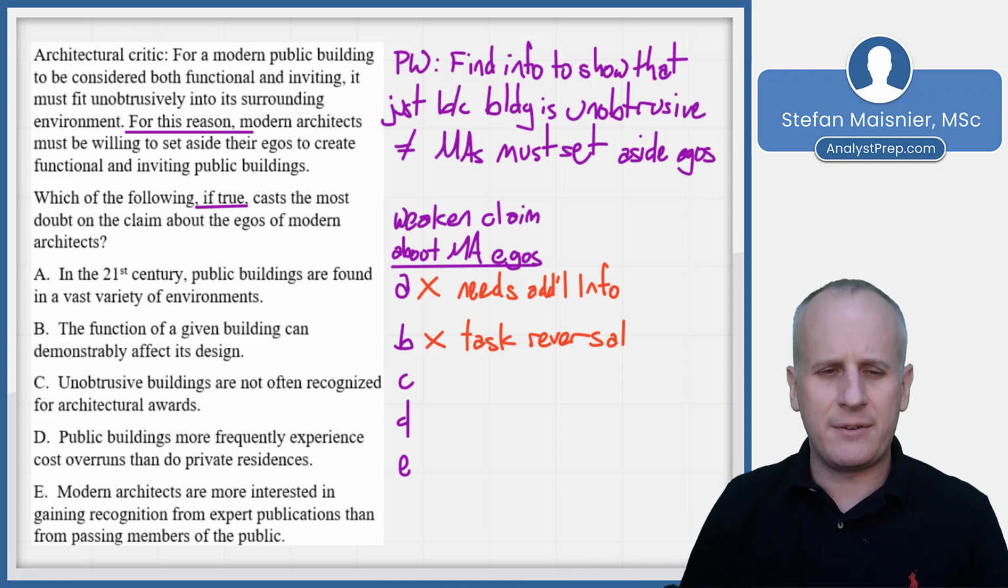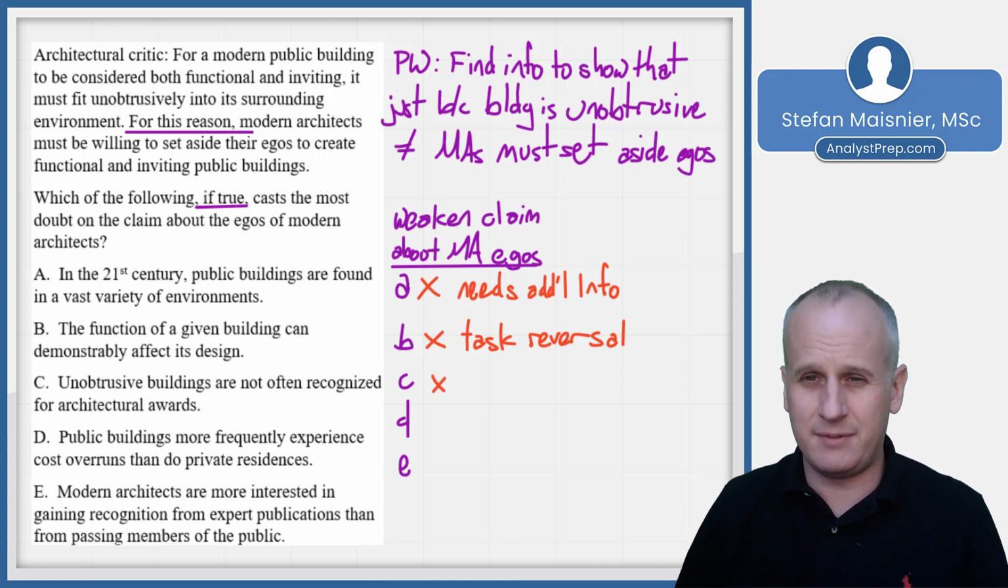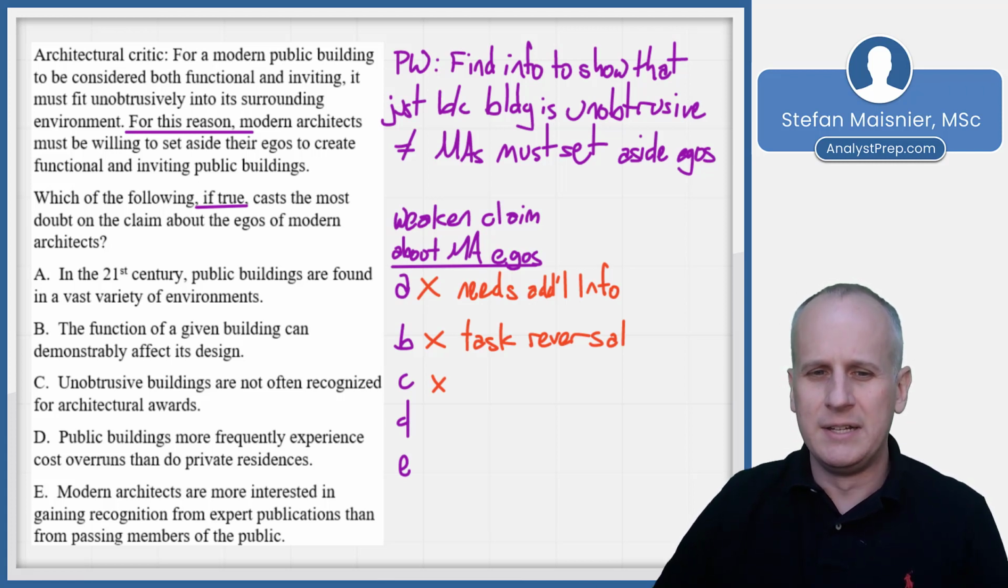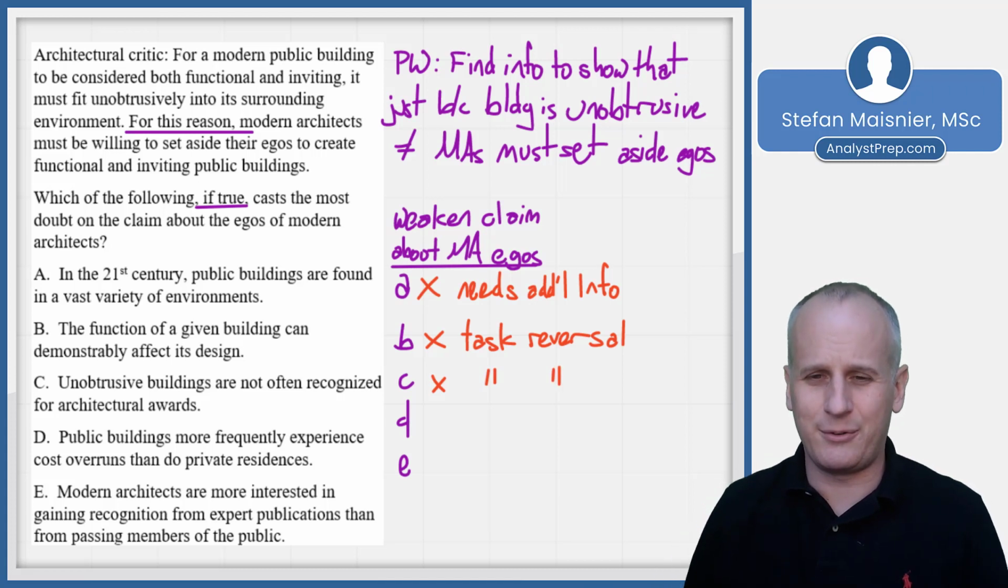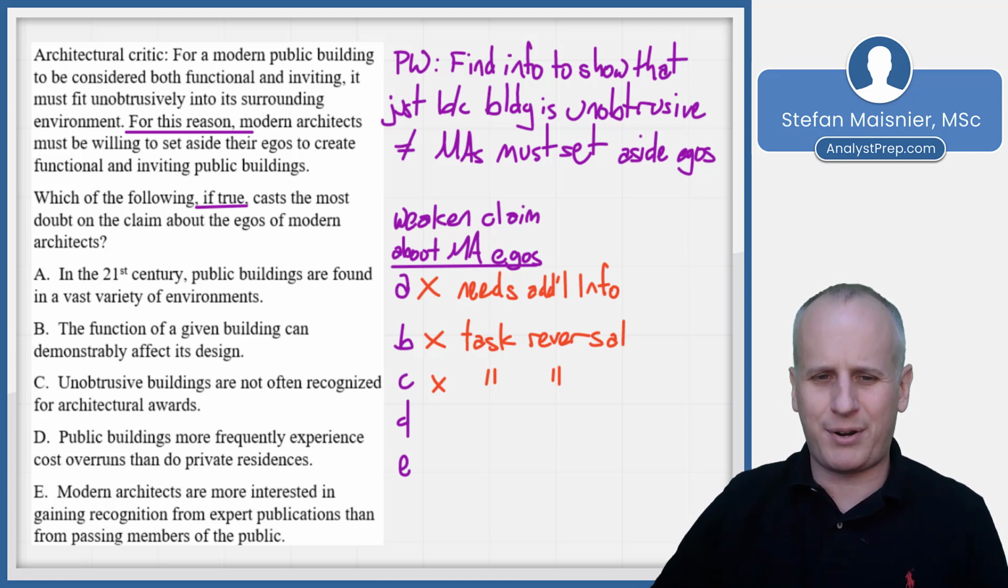Now, choice C, again: unobtrusive buildings are not often recognized for architectural awards. Well, if that's the case, and a modern architect wants an award, potentially to satisfy ego, then they're going to have to set aside their egos. So this too would fall under the category of a task reversal. Then we've got choice D: public buildings more frequently experience cost overruns than do private residences.